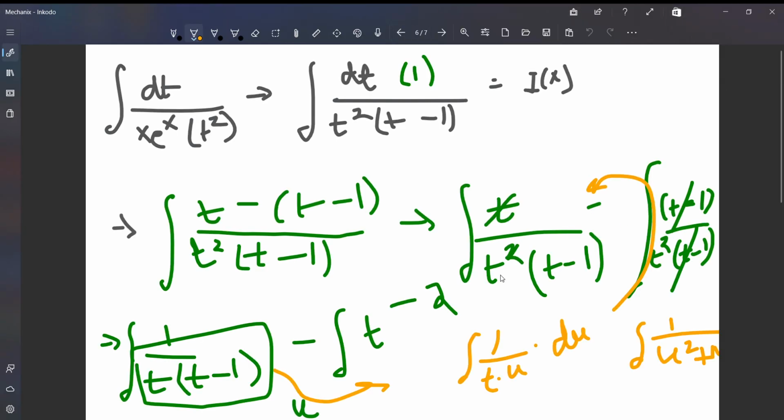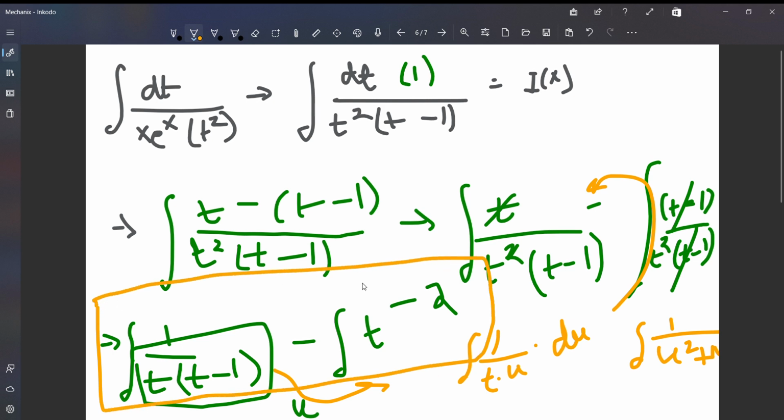We'll try developing the solution for this integral using a similar technique, and I'll wait for a few seconds. Try it out on your own until I develop the solution again.